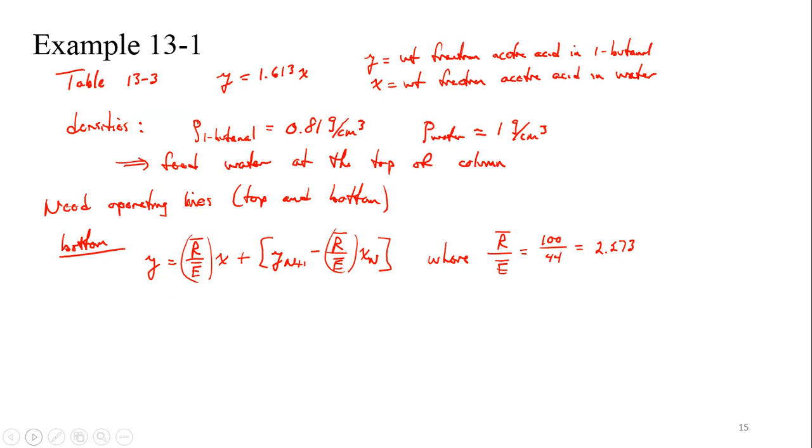So I'll say this passes through x sub n, y sub n+1, which in this case is equal to 0.001, comma 0. Okay, so we've completely defined the bottom operating line at this point. Let's go consider the top operating line then.